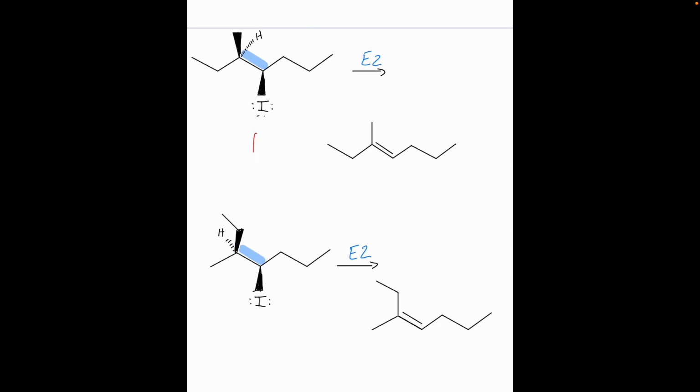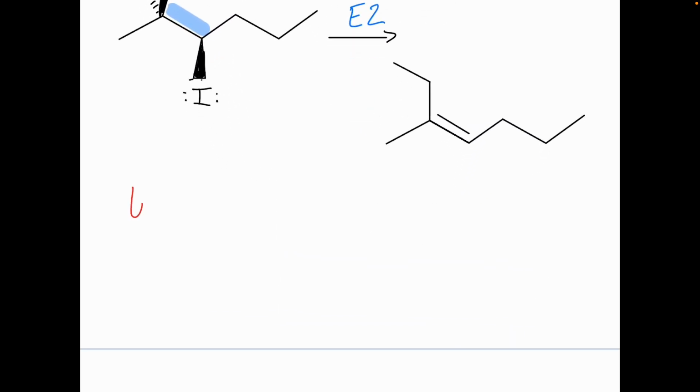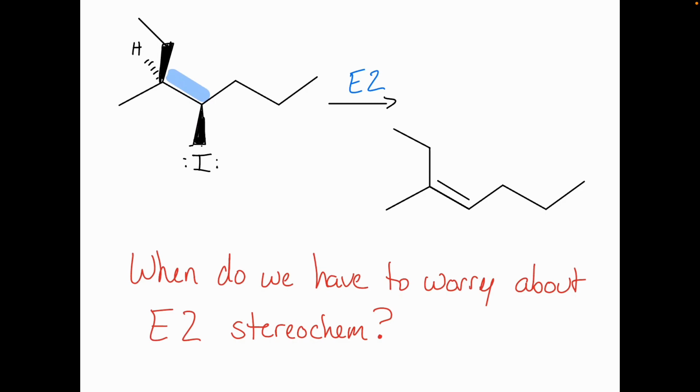Okay, so notice that if I start with two different stereoisomer alkyl halides, I get these two different stereoisomer alkenes as my products. Okay, so this is obviously the worst case scenario here, right? So when do we have to worry about E2 stereochem? Right? What was it about this particular reactant that made it such a pain in the butt? Because both the carbon containing the halogen and the carbon containing the hydrogen are chiral centers.